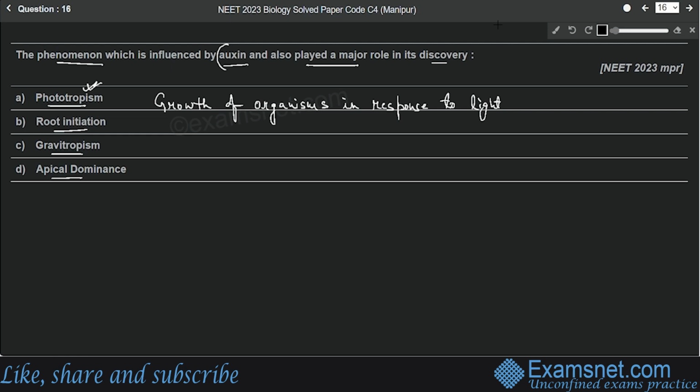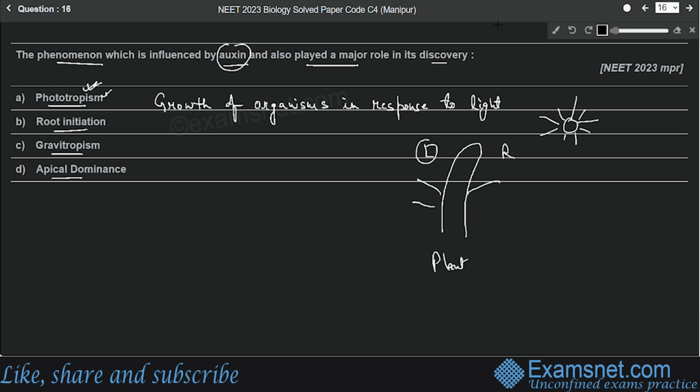Now how does the hormone auxin influence the process of phototropism? During an experiment it was found that auxin accumulates on the side of the plant which is far from the light source. For example, if this is your plant, this upper portion is the tip of the plant. Here we have a light source, say this is the sun. This is the right side of the plant and this is the left side. Which side is far from the sun? This is the left side.